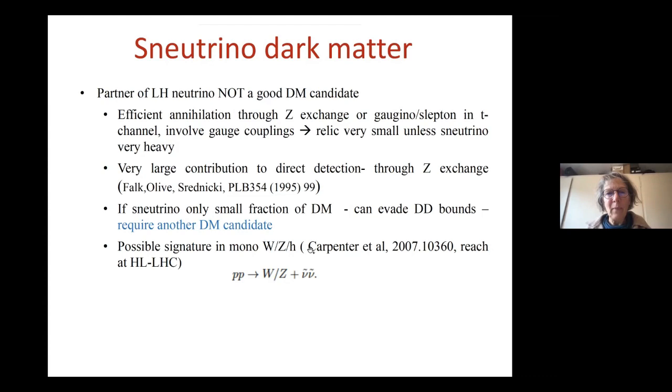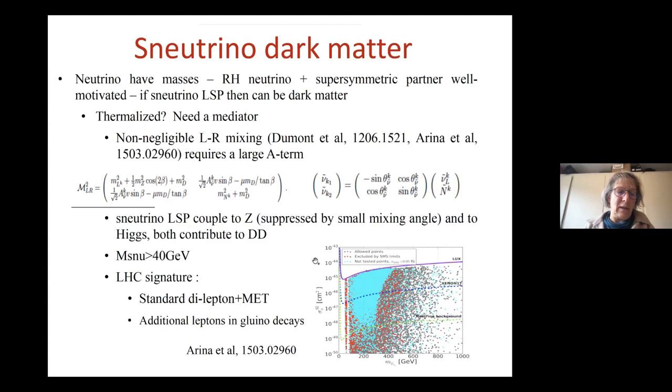Okay, but we know that neutrinos have masses. One way to have these masses is to introduce a right-handed neutrino, and its supersymmetric partner will therefore be very well motivated. Then the question: can this sneutrino be the dark matter? So first of all, this sneutrino is a singlet. Can it be in thermal equilibrium?